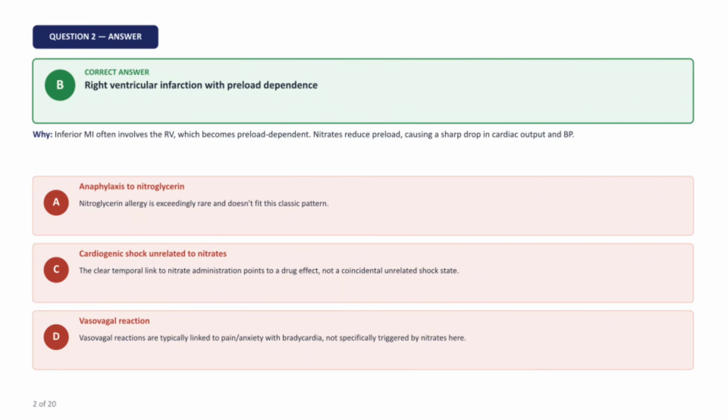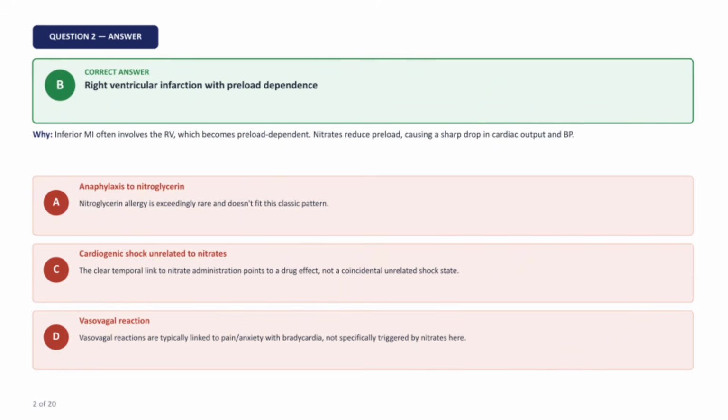The correct answer is option B. Right ventricular infarction with preload dependence. Inferior MI often involves the right ventricle, which becomes preload dependent. Nitrates reduce preload, causing a sharp drop in cardiac output and blood pressure. Now, why isn't A correct? Nitroglycerin allergy is exceedingly rare and doesn't fit the classic pattern.